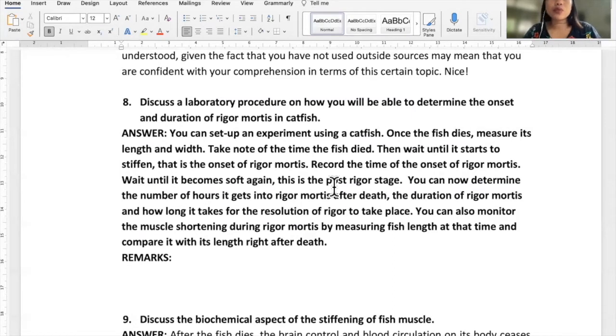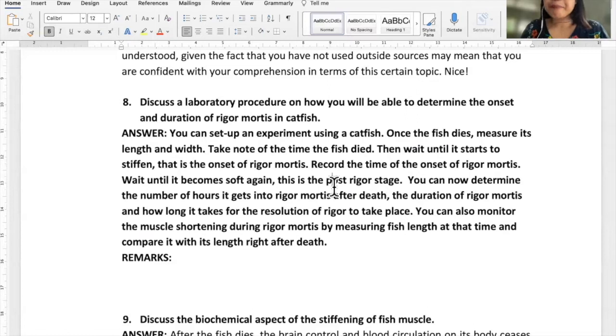Okay? So you can really monitor its death, the time it dies and the time it will start to go into rigor mortis. So when it dies, you record that time, and then monitor how many hours after death the fish starts to stiffen. You also monitor how long it remains stiff, and at what time it undergoes resolution of rigor, the state where it softens. And then you can make a report on that.